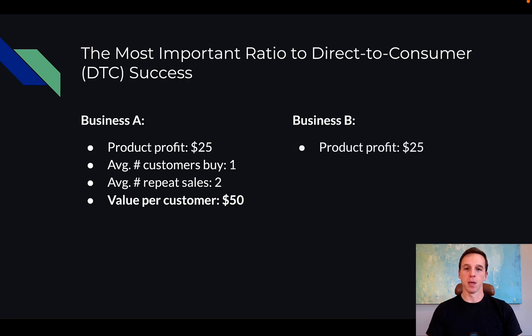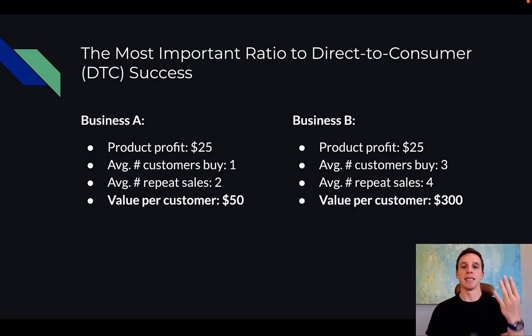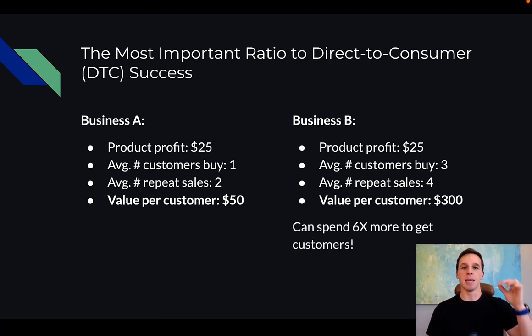Business B has the same exact product profit, $25, but because you engineered the sales funnel in a certain way, this customer buys on average 3 of them up front, and the average number of repeat sales is 4. You've built in better systems: email marketing, SMS, postcard marketing, everything you can do to get in touch with people. On average, they end up buying 4 times. This means that the value per customer is $300. That means you can spend 6 times more to acquire a customer in the second business versus the first one.